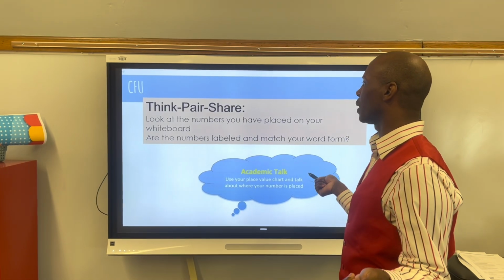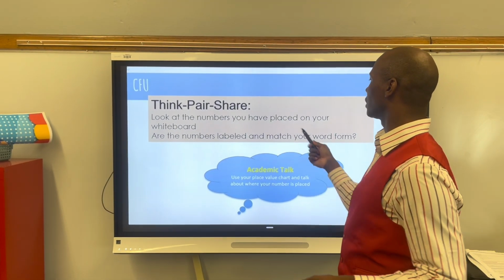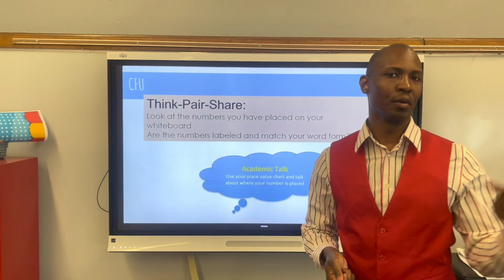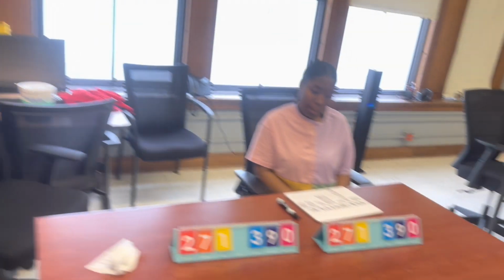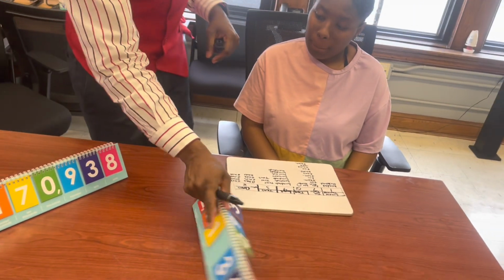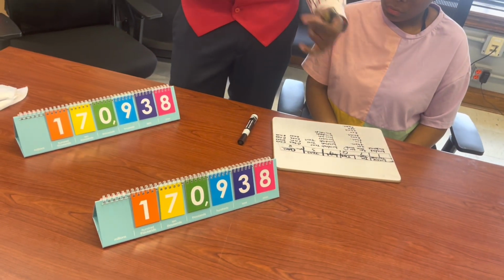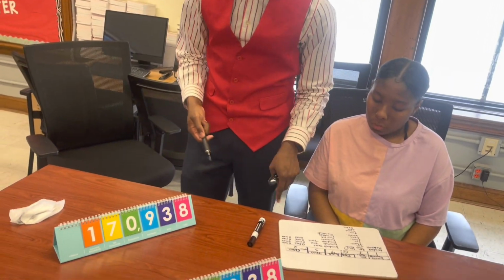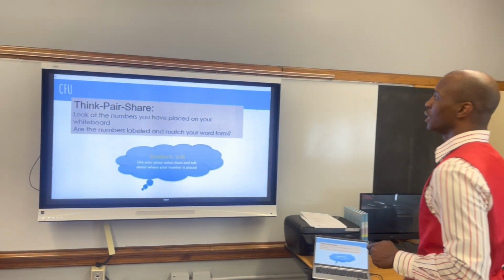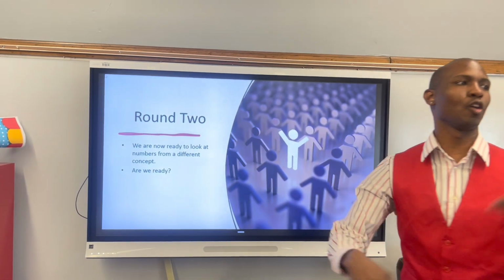Looking at the numbers you placed on your work, are the numbers labeled and do they match your word form? Based on what we saw in her placement and what they had on their charts, everything matched. So I'm seeing some consistency with what they're learning and how that flows together. And we know that they have their place and they could talk through that. Then I want to go up a notch.